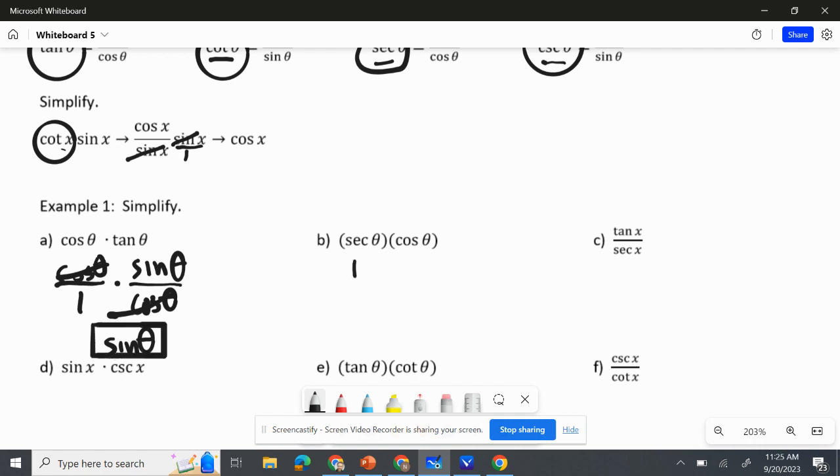Secant, we know, is 1 over cosine. And cosine, we're just going to keep it as cosine over 1. And we see that both of them cancel, and our answer is 1.